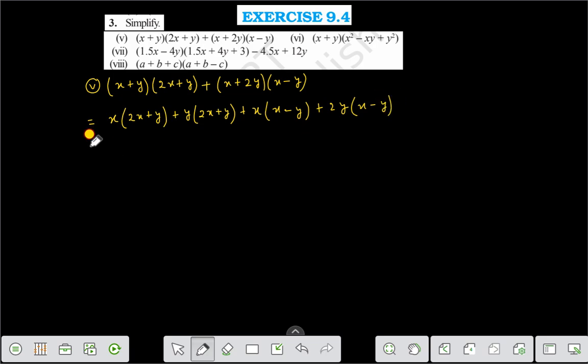That we are getting 2x square plus xy plus 2xy plus y square plus x square minus xy plus 2xy minus 2y square minus 2y square.